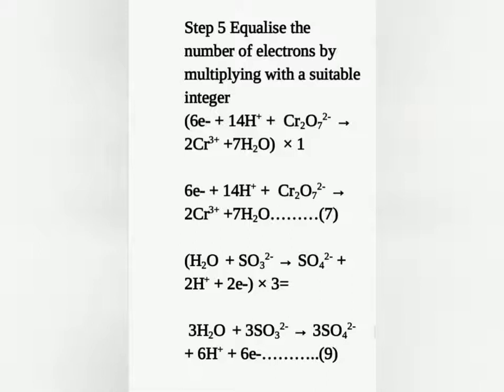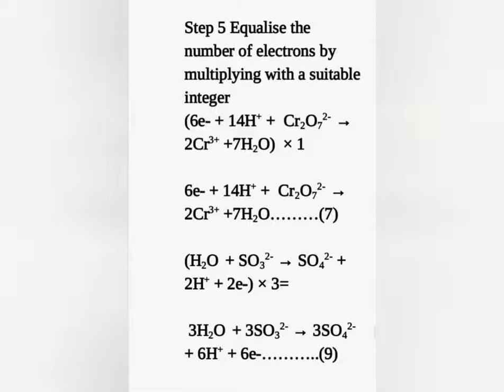That is important. So for the first equation we are multiplying with 1 only, so you will get the same answer. But if you multiply the second equation with 3, the equation becomes 3H2O plus 3SO3 2- will give 3SO4 2- plus 6H+ plus 6 electrons. So you have to multiply the whole equation, depending upon the number of electrons.